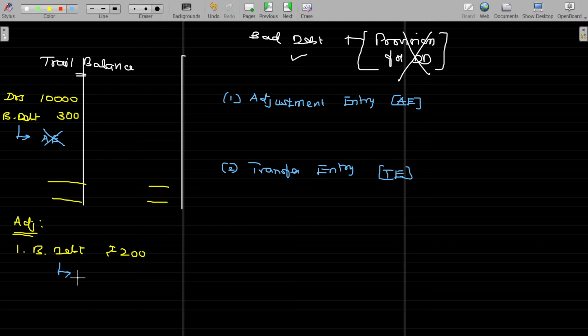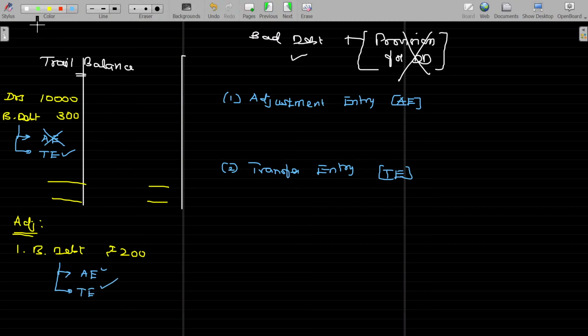Right. And if the bad debt appears in the adjustment, of course, you have to pass the adjustment entry. First of all, you have to subtract this from the debtors. Only then do we have to transfer that, right? So, transfer entry should be passed for what? For all the nominal items appearing in the trial balance, we have to pass a transfer entry. As well as for the item appearing in the adjustment, first you have to pass the adjustment entry. After passing the adjustment entry, it comes inside the trial balance, then you have to pass the transfer entry.